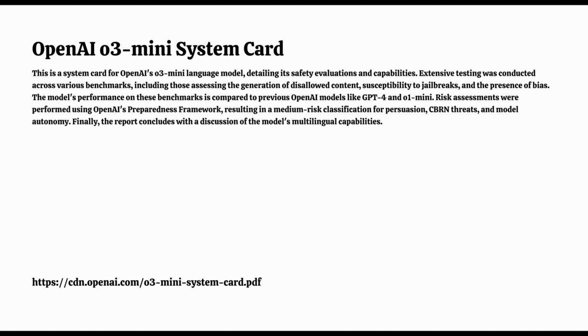What about CBRN? One finding that stood out was O3 Mini's ability to assist in planning a known biological threat. While the model can't independently design a bioweapon, it could help someone operationalize an existing threat. That's a scary thought. It is.